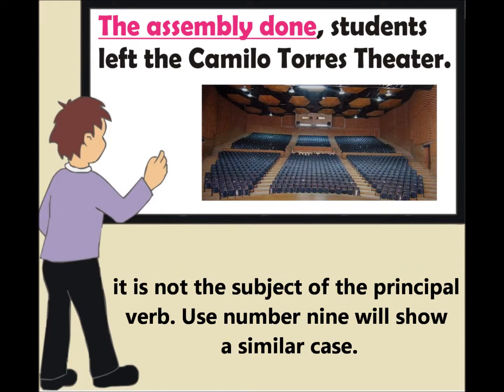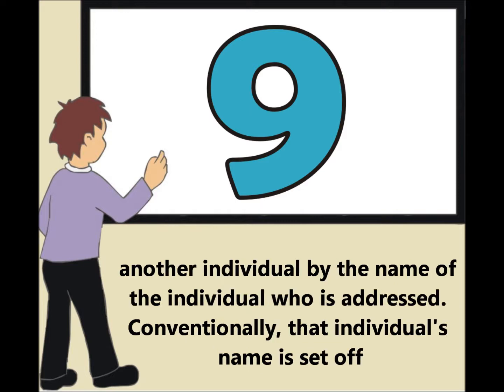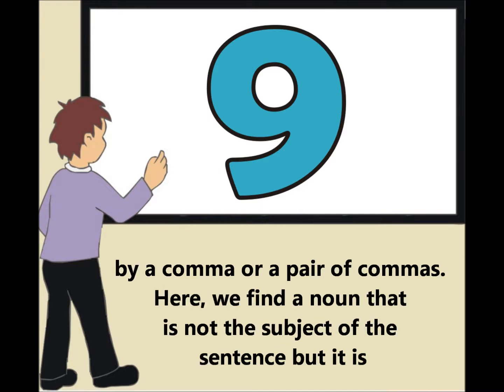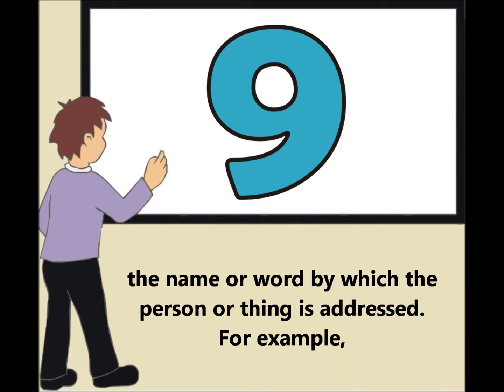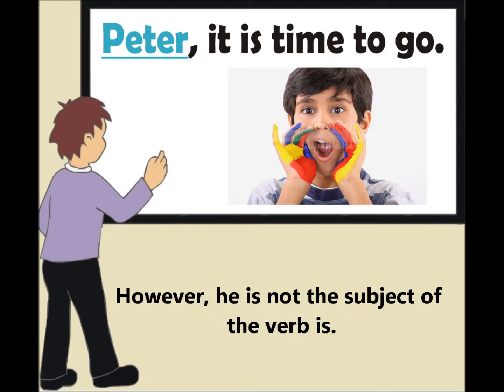Use number 9 will show a similar case. The use of a noun in a sentence is called direct address. In this construction, a speaker or a writer directly addresses another individual by the name of the individual who is addressed. Conventionally, the individual's name is set off by a comma or a pair of commas. Here we find a noun that is not the subject of the sentence, but is the name or word by which the person or thing is addressed. For example, Peter, it's time to go. In this sentence, Peter is a noun that represents the person who is called. However, he is not the subject of the verb is.